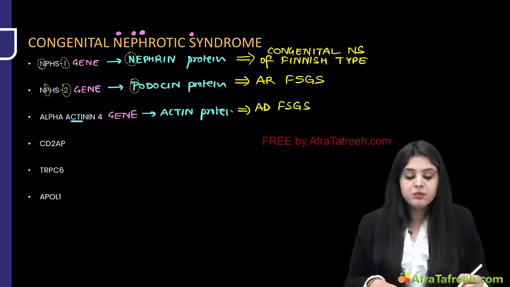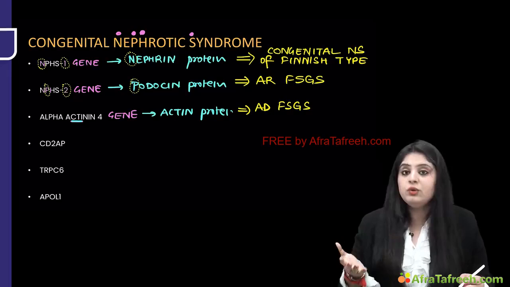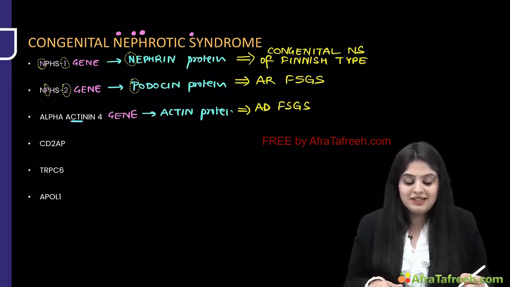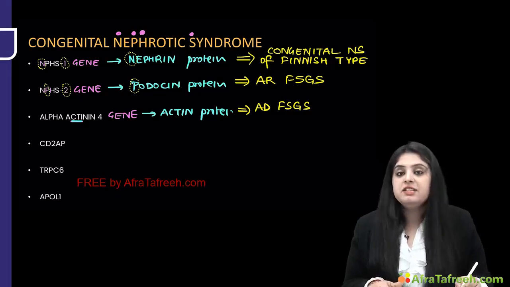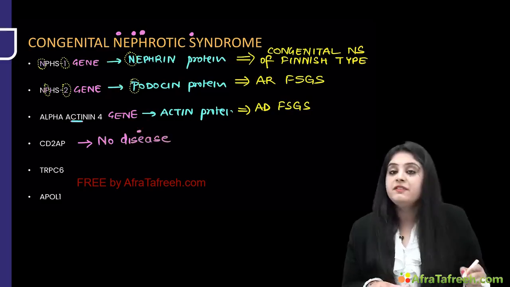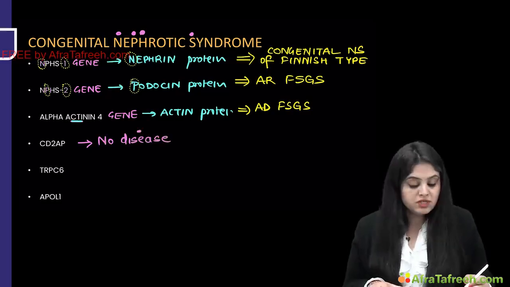Don't feel that ma'am is going to leave us on our own to learn this and not give us any mnemonics. Of course I will, when the right time comes. Next, if the CD2AP gene is mutated, finally I don't have any mnemonic for this because there is no disease. I don't have any disease when the CD2AP gene is mutated.